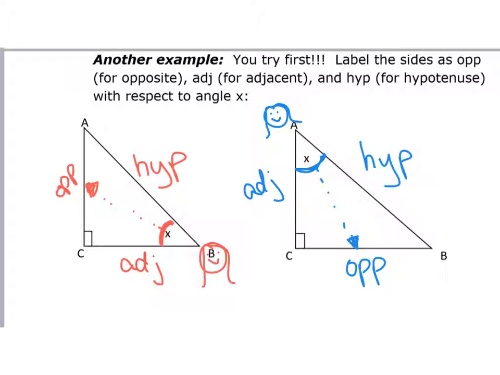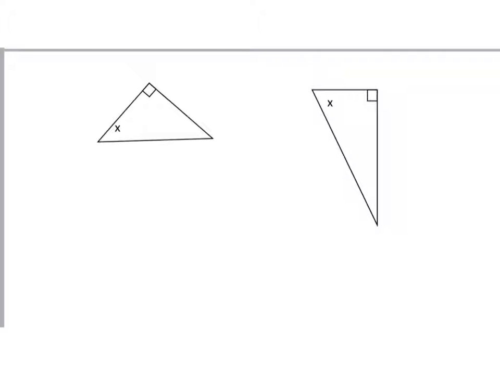Okay? If you can do this, then trig is going to be simple for you. If you can label your triangle, trig should be simple for you. So let's practice this a few more times. So my next triangle, I'm standing at angle X. Which one's my hypotenuse? The left, the right, or the bottom? The bottom.